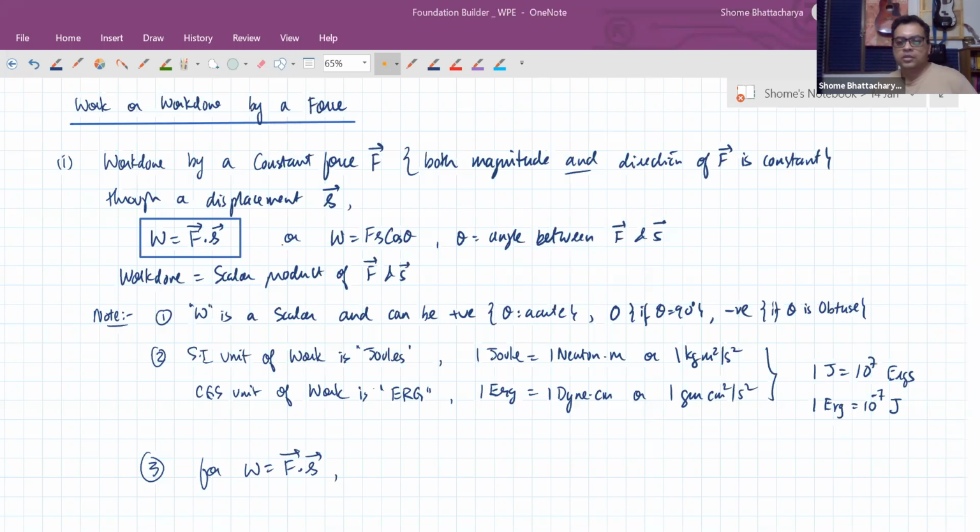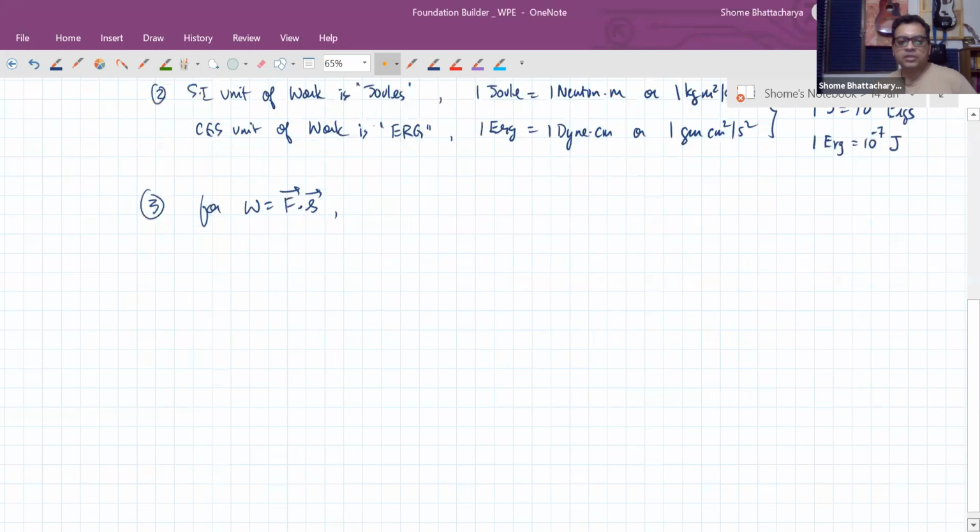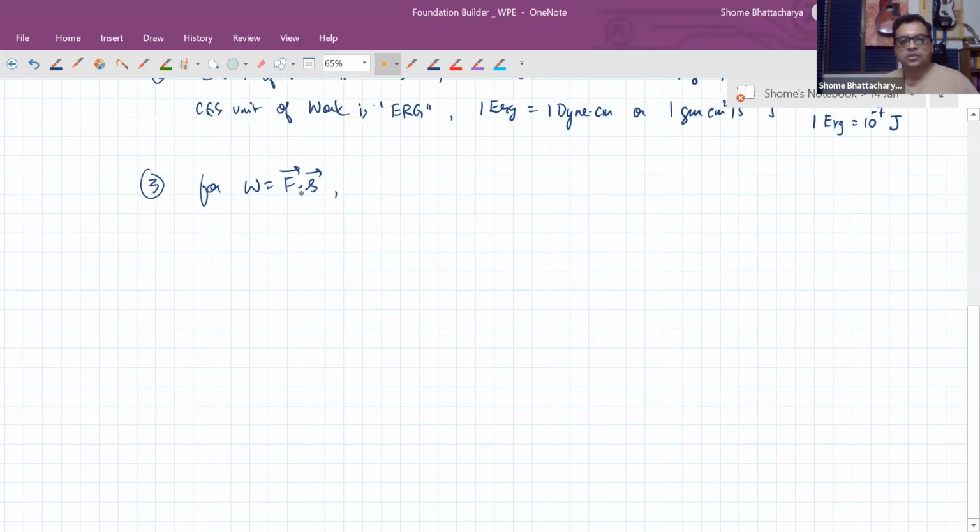Okay, good. Now let's come to this very important point, so pay attention here. What exactly is S here? Obviously it's a displacement, but the important thing is what displacement do we measure? The proper definition of S here is that it is the displacement of the point at which the force is acting. That point is called the point of application.